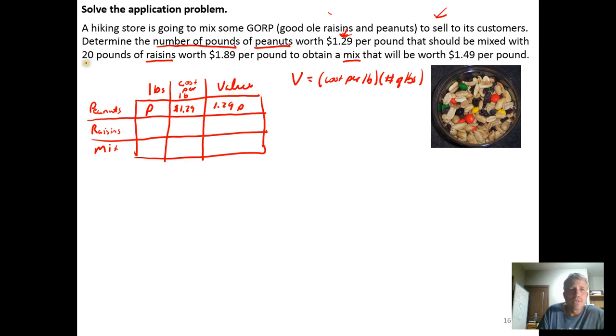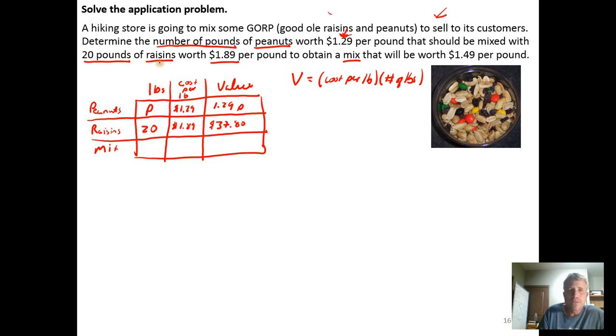Now for raisins, I actually know how many pounds of raisins I have. I have 20 pounds of raisins. I know the raisins are worth $1.89 per pound. And so the value of those raisins would be 20 pounds times $1.89 per pound, which is going to be $37.80. That's the value of the raisins, the cost per pound times the number of pounds.